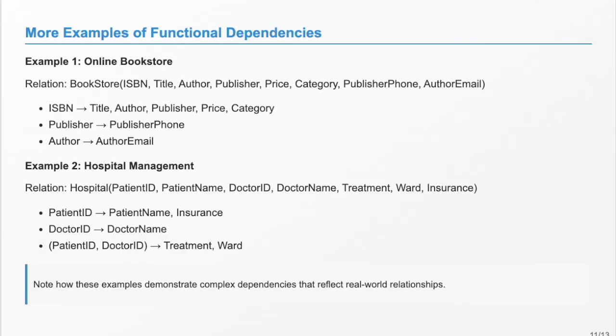Let's take a look at more examples of functional dependency. So this is an example from a bookstore database, and in this bookstore database we have the ISBN number determining the title, author, publisher, price, and the category. And so most likely the ISBN is a unique identifier of the books, and the publisher determines the publisher phone, and the author determines the author email.